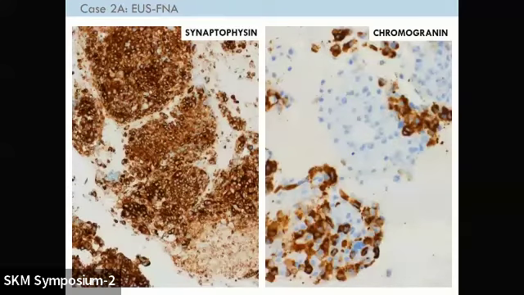Again, as we already were suspicious of some neuroendocrine differentiation, we started with neuroendocrine markers. And as you can see over here, the tumor is very strongly and diffusely positive with synaptophysin, while chromogranin showed only patchy positivity in a small subset of cells.